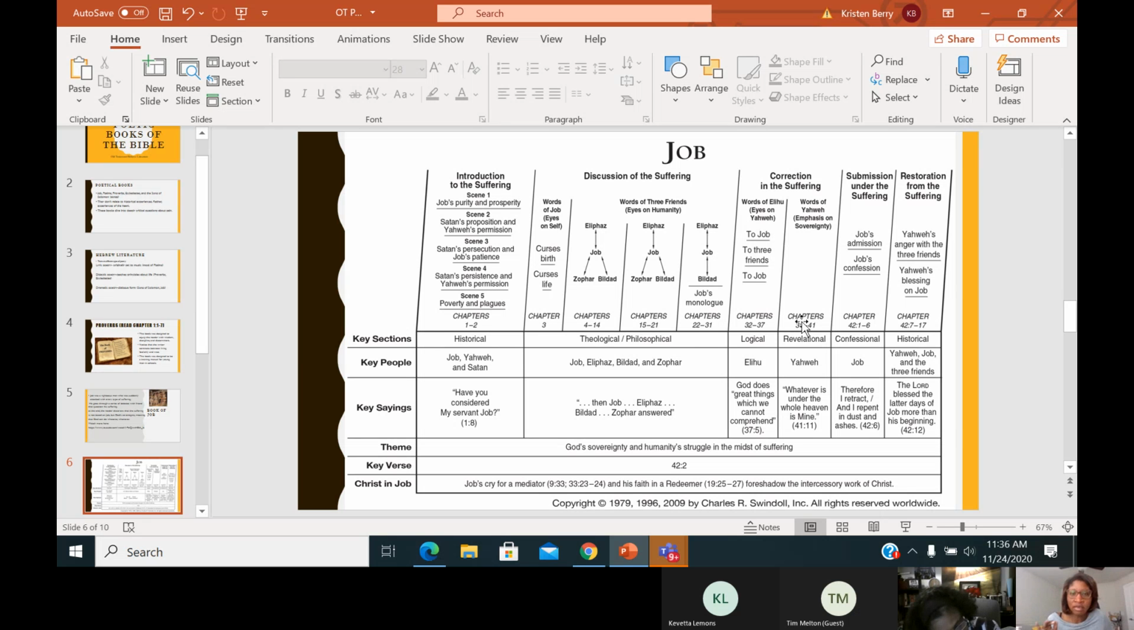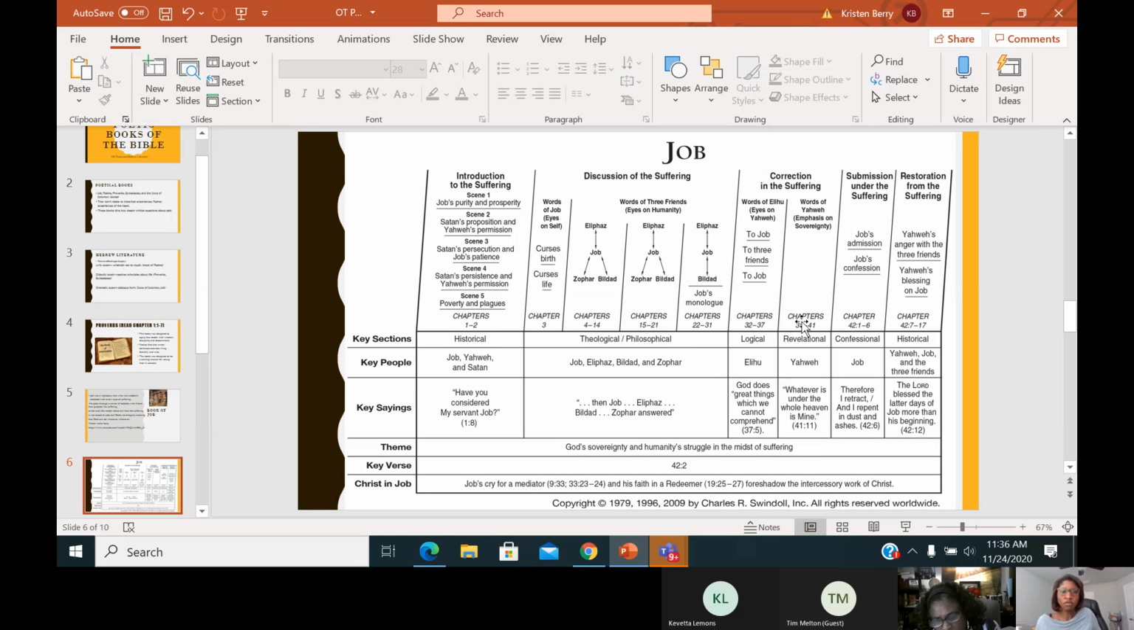And one of the things I want you to remember as we start to study the book of Job, and I thought it was really interesting as I studied this book, is that the book of Job is actually a play, or some type of thing that could be performed.